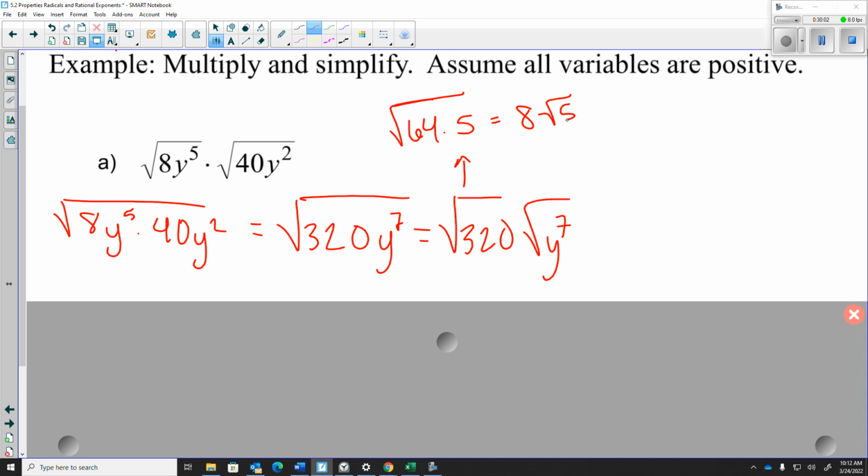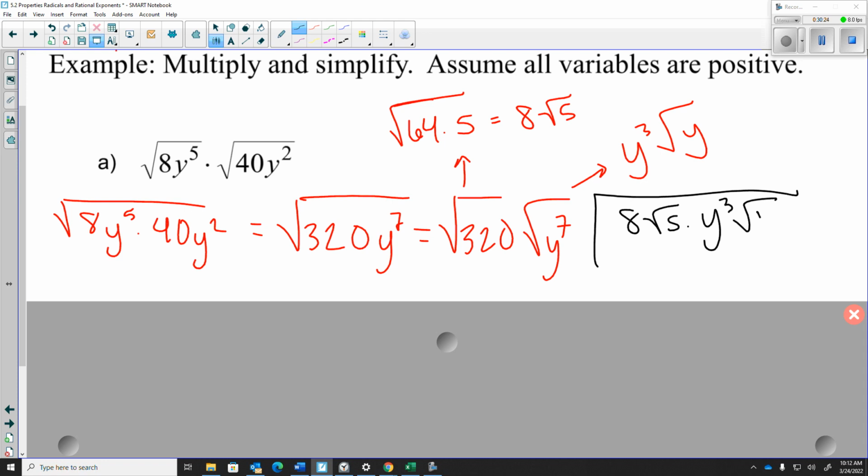And then we can simplify y to the 7th, right? How do you do that? Well, you just see how many times 2 can go into 7. 3 times with a remainder of 1. So I have 8 root 5 times y cubed times the square root of y. Am I done? No, I can put some stuff back together. So 8y cubed and the square root of 5y. Yes. Beautiful.